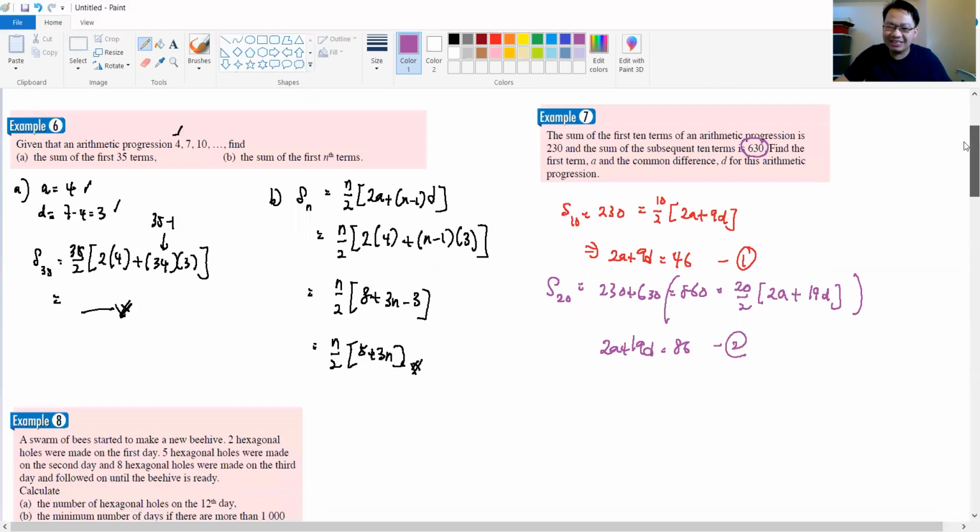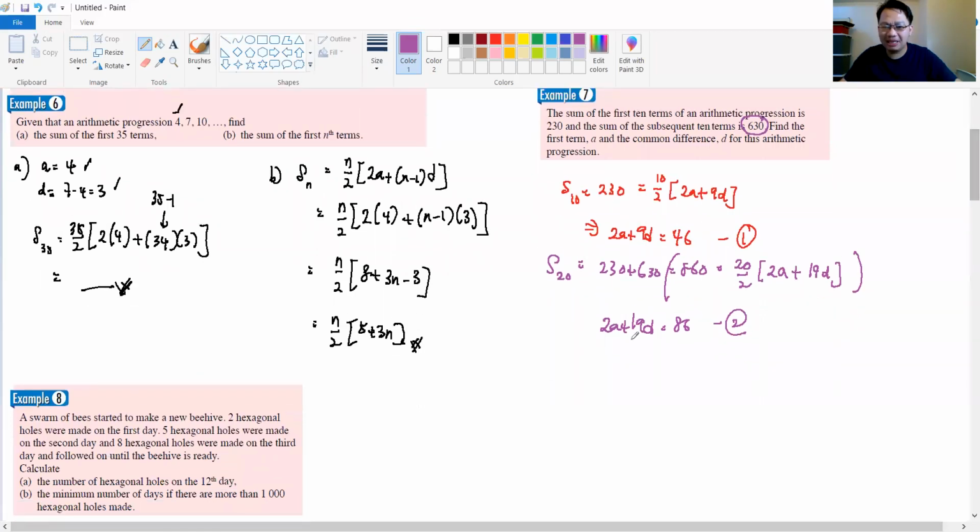Okay guys, very interesting here. Now you see, it becomes two equations with two unknown variables. So what is the method that we are supposed to use? It will be simultaneous equations. Since the 2a and 2a are equivalent, we can do equation 1 minus equation 2. So 2a minus 2a is 0, 9d minus 19d, negative 9d, 46 minus 86, negative 4.